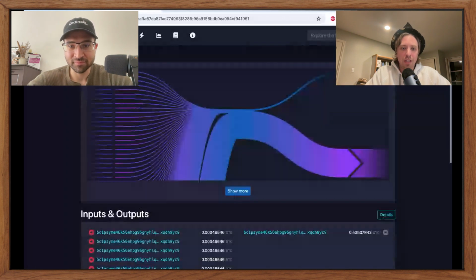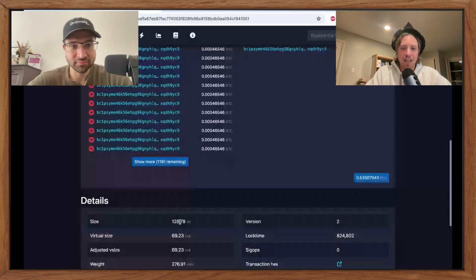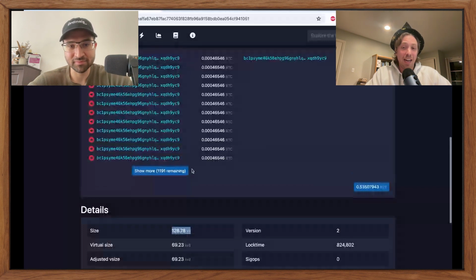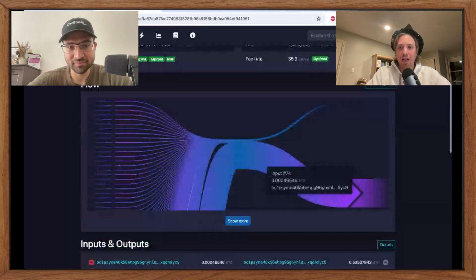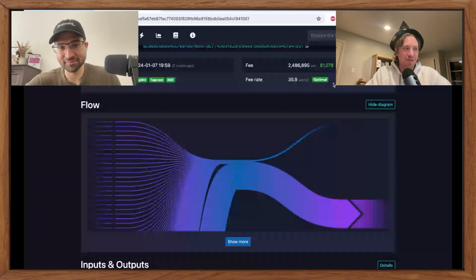And so if we go back down to the details, you'll see here that the size of this transaction is 128 kilobytes. Now compare that to when we looked earlier, it was a little over 300 bytes, and now we're at 128 kilobytes. So that's about a factor of 500 increase from where we were before. And that actually checks out on the math too, right? Before it was a $2 fee, and if you multiply that by 500, you get to a $1,000 fee.